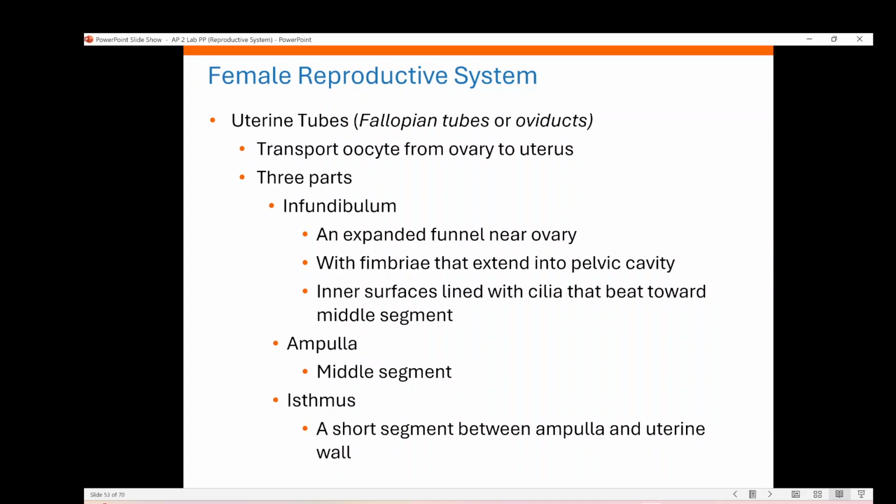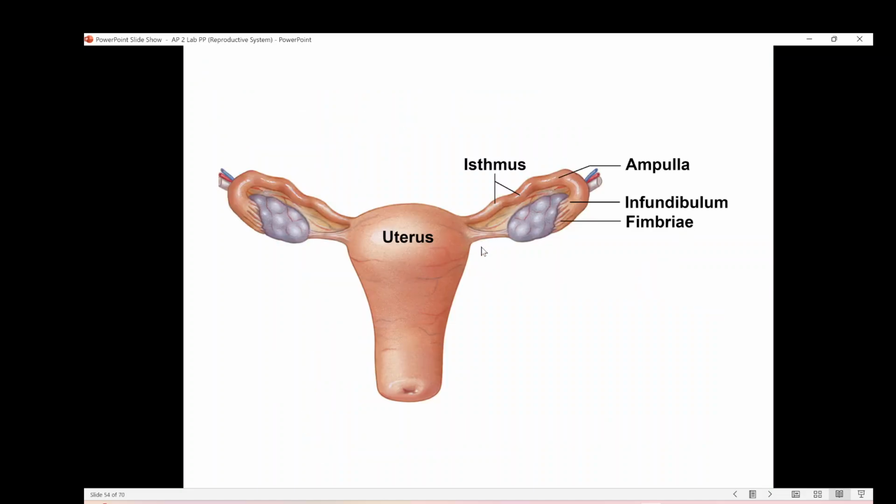So the first part is known as the infundibulum, right? Infundibulum means funnel shaped, kind of has a funnel type of shape. So if you take a look here, this is kind of funnel shaped. This is the infundibulum. And then extending from the infundibulum are these little finger-like projections. These are known as fimbriae, right? So the fimbriae extend from the infundibulum.